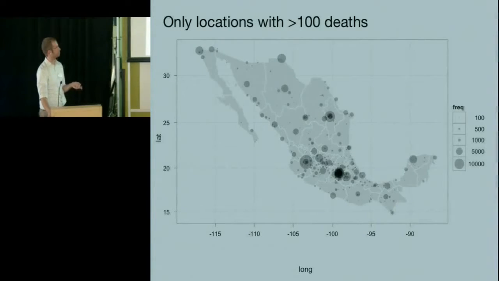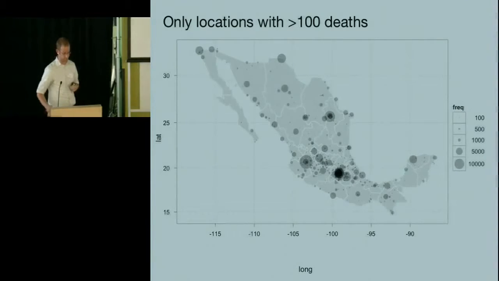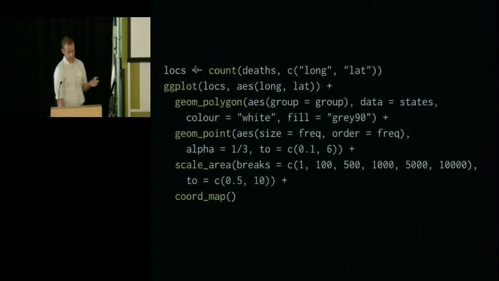So how did I create this plot? This plot's interesting because it's got multiple layers of data on it. Again, I'm going to start off by counting. I just want the number of deaths in each location, each combination of latitude and longitude. Then, here I've got 2 layers on my plot.